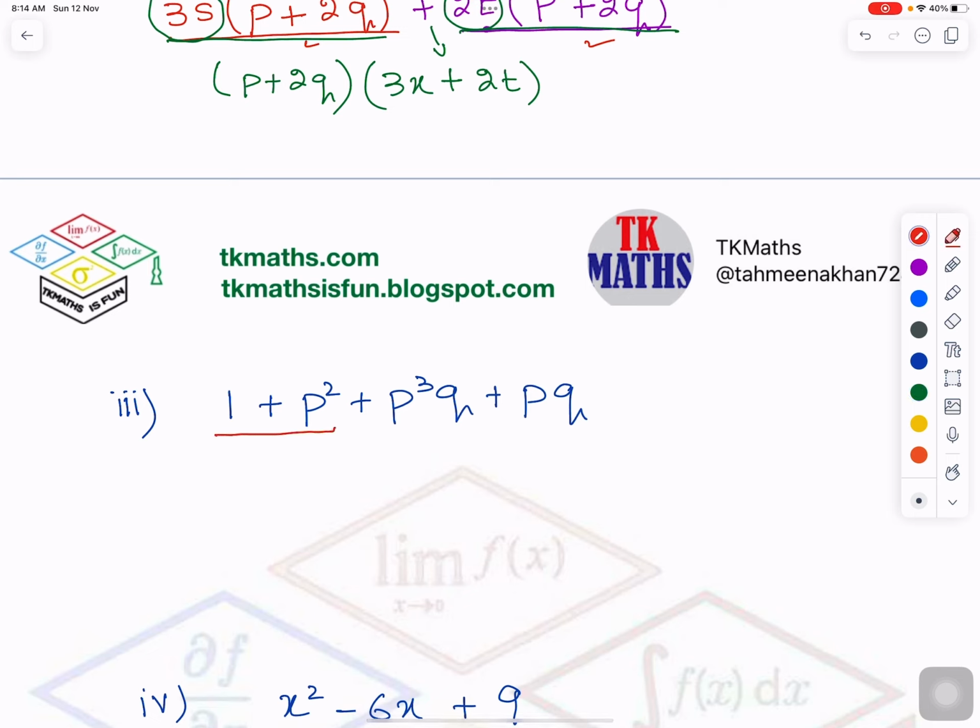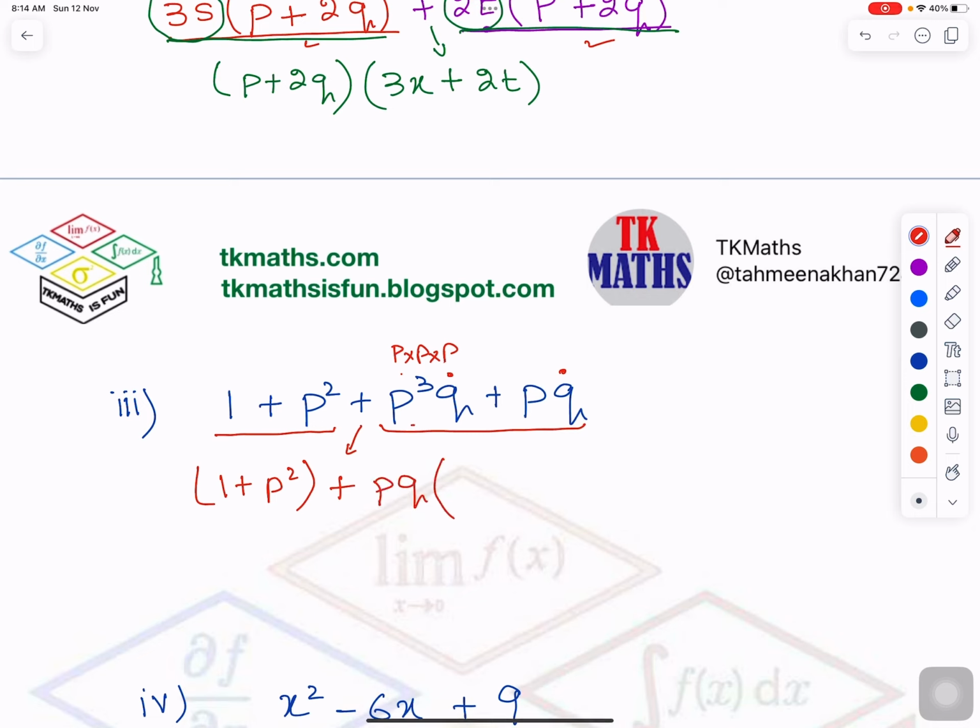From here and from here, you don't see anything common, right? So I'm writing here 1 plus p square as it is. Then this plus sign. From here I see q is common and 1p, because p cube means there are 3 p's. So I will take 1p and 1q common out.